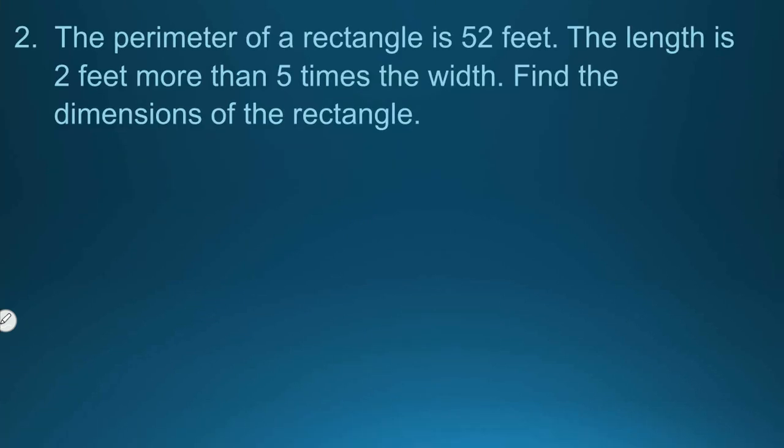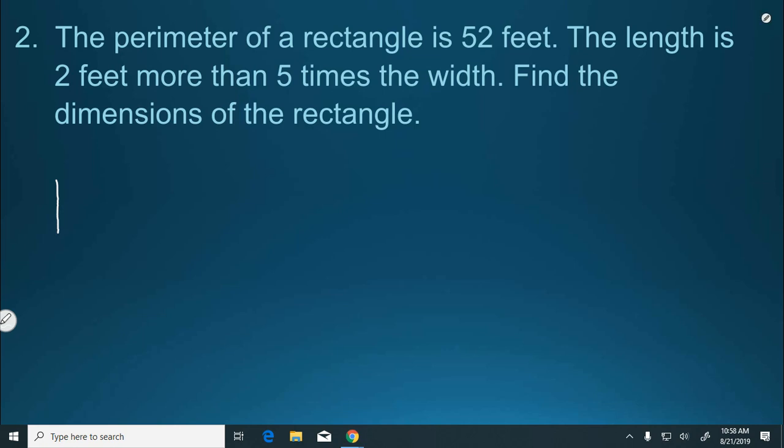Okay, number 2. The perimeter of a rectangle is 52 feet. The length is 2 feet more than 5 times the width. Find the dimensions of the rectangle. So it is a rectangle, so we're going to start by drawing one. Remember, in a rectangle, opposite sides are parallel and equal. So this side is equal to this side, and this side is equal to this side.